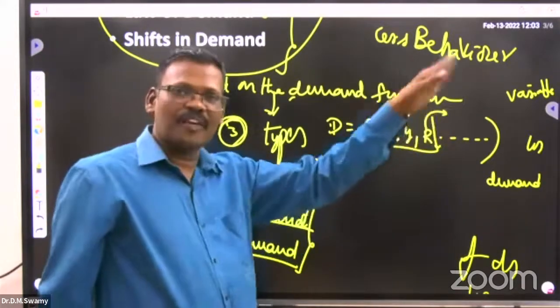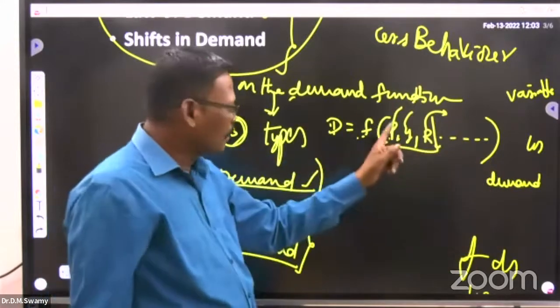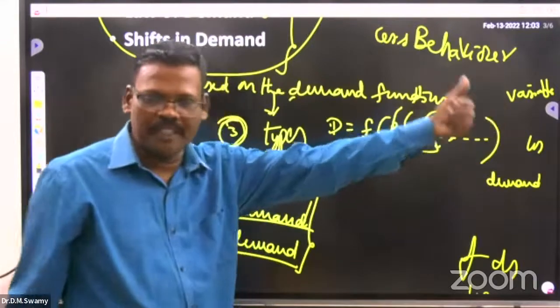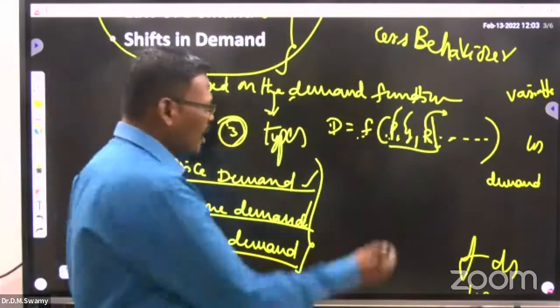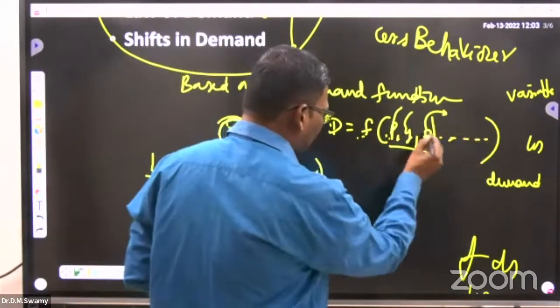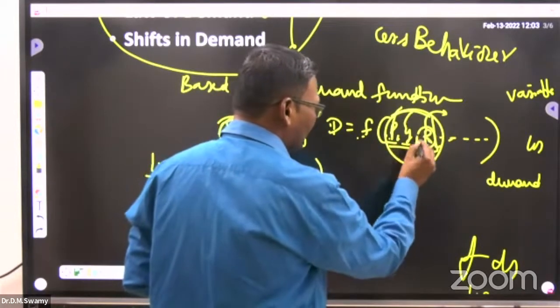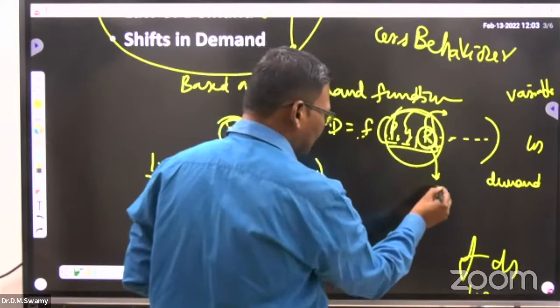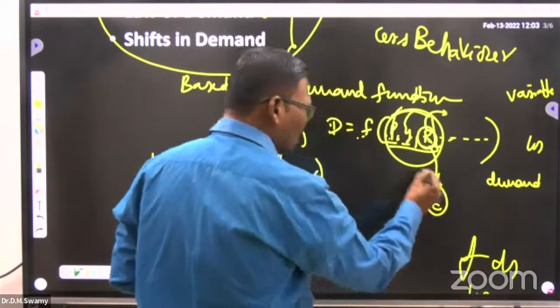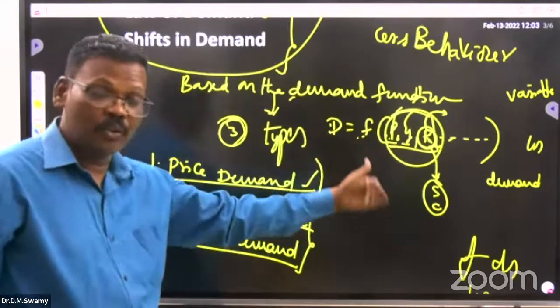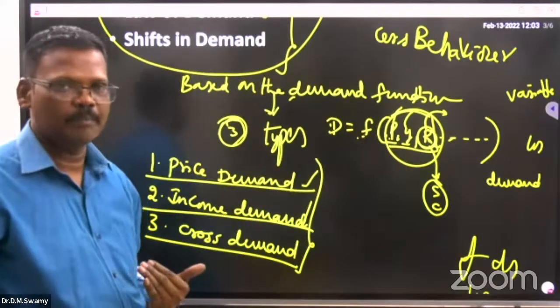What are the determining factors of the demand? We know already: price, income, related goods, and also taste, preference, place, and everything. But among these determining factors, these three are more important: price, income, and related goods. Related goods means substitution goods and complementary goods both will come.